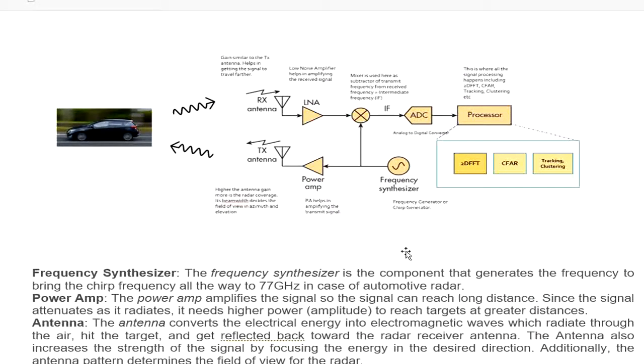So here's the principle of the radar. They have the frequency synthesizer, the frequency generator or chirp generator. It will generate one frequency waveform, and after that it goes to the power amp right here. The signal needs higher power to reach the target. They're increasing the power, right?